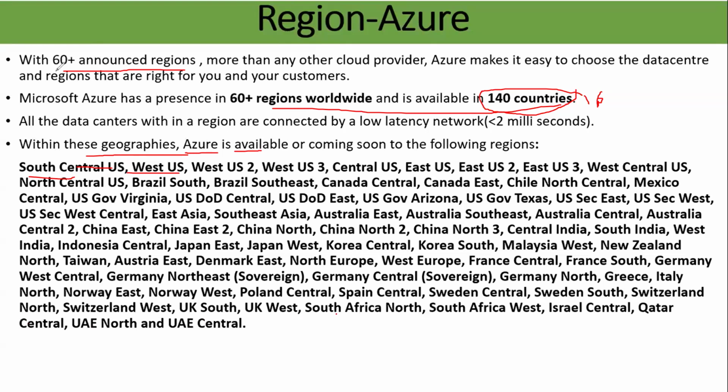And if you're talking about India here, see here we have Central India, South India, and West India. And we are able to create our account only in Central India for Snowflake. These are not reflecting in our drop down. Is it clear?